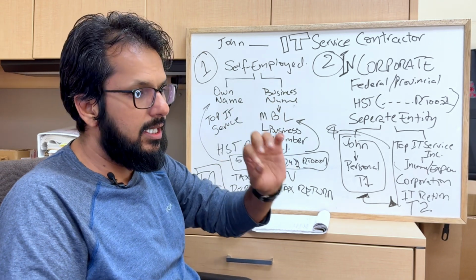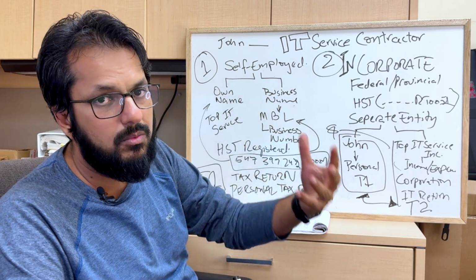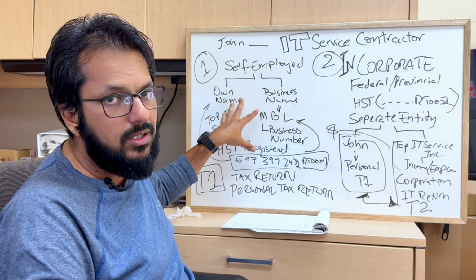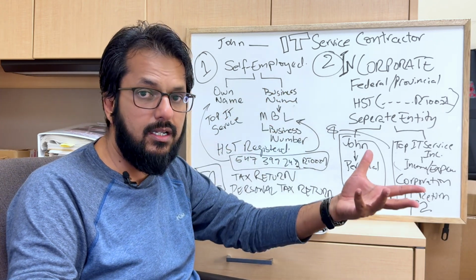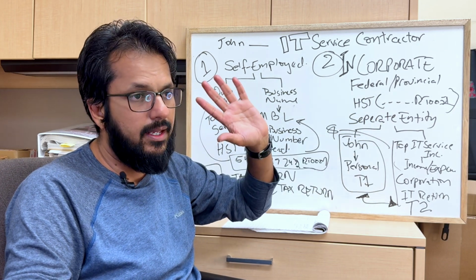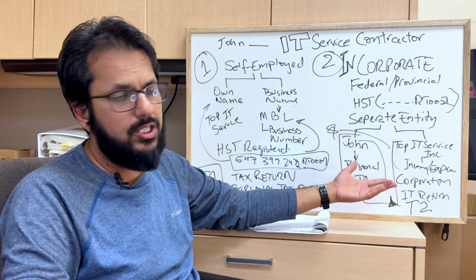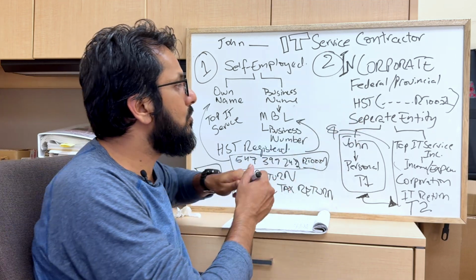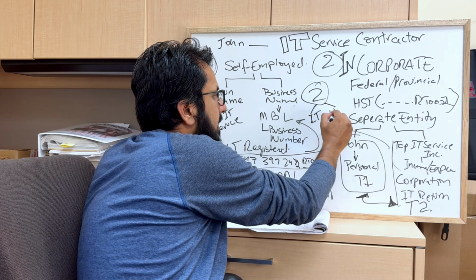So the end point is the same: John has started to work as a contractor. Over here, he's working as a self-employed contractor or a freelancer, but over here, he's working as a corporation, as an incorporated contractor. Over here, he has to take care of his corporation's income tax return as well, and also the HST. So the HST will be registered under the corporation as well. So he has to take care of two kinds of returns: one is the income tax return, and the second is the HST return.